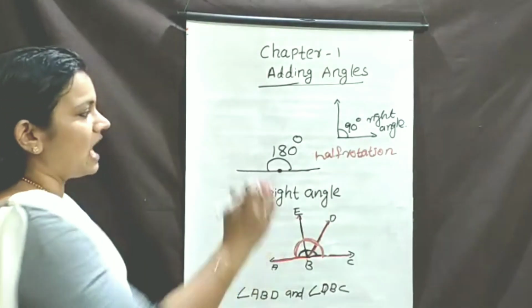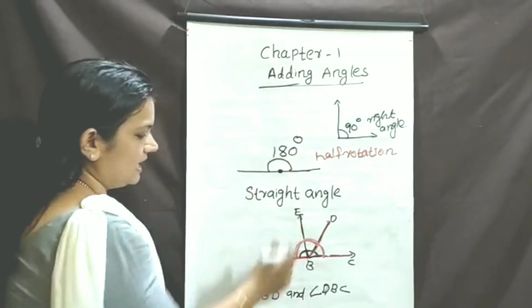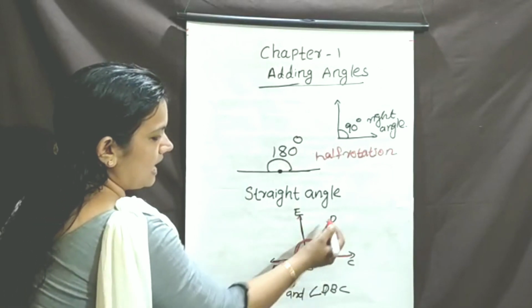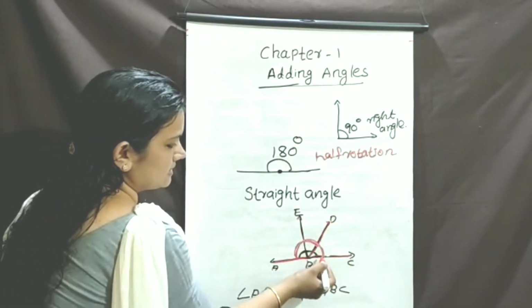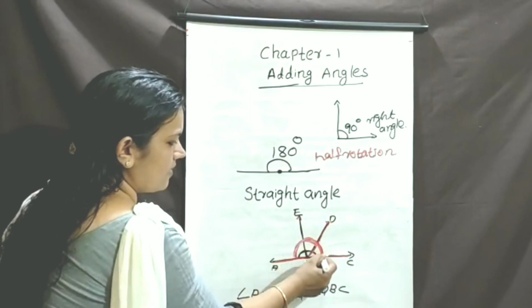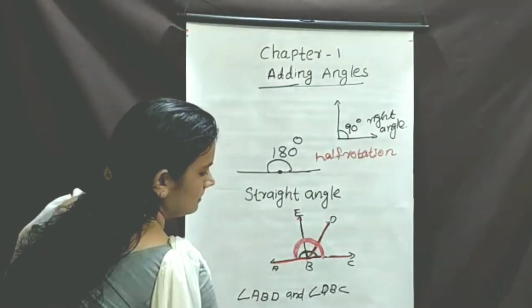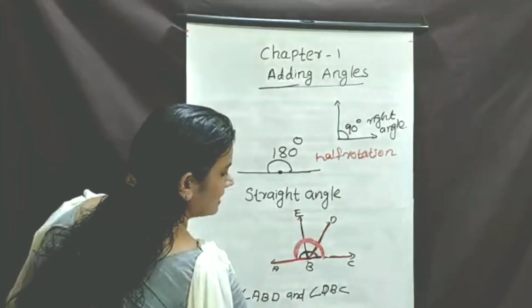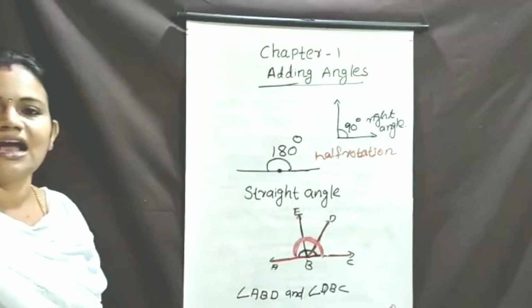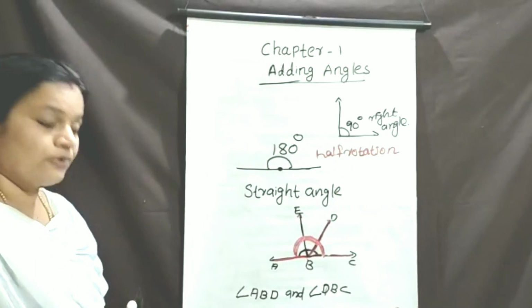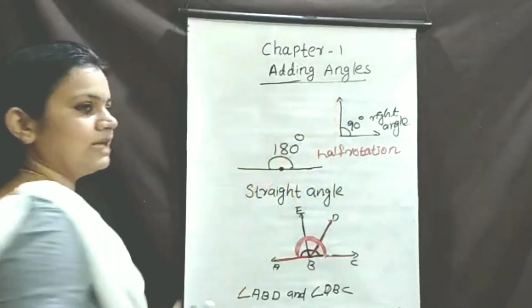We already learned the half rotation is 180 degrees. Then angle ABD and DBC together are a half rotation, which is 180 degrees. Understood, all of you? We must always remember these two things.